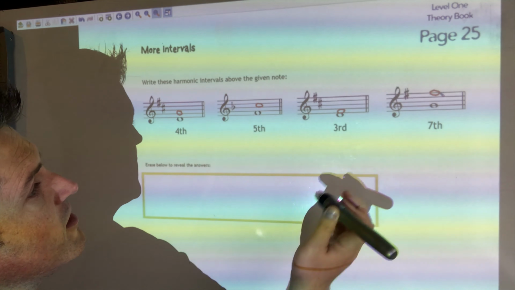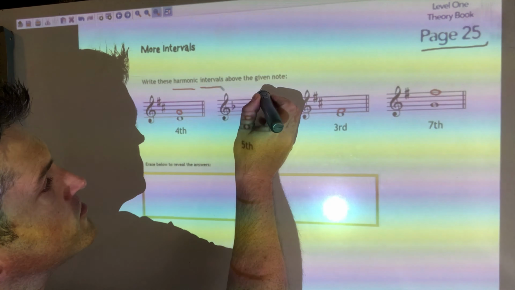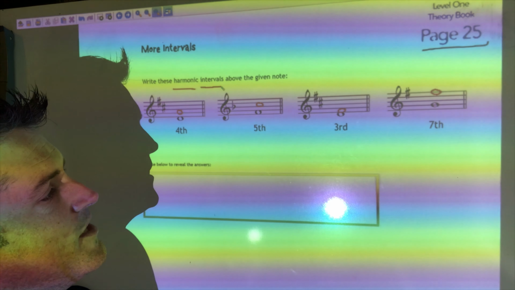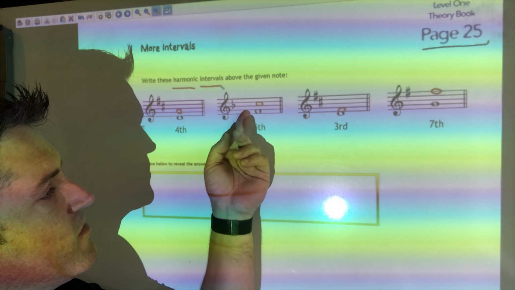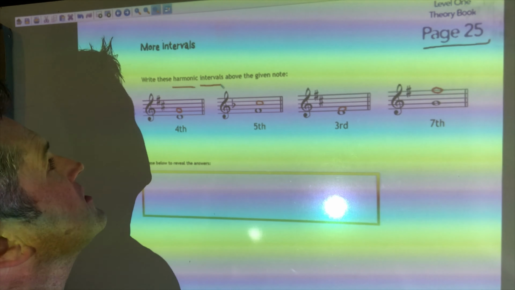All right, so there goes our correct answers for choosing the harmonic intervals from the notes that have been given there. Okay, we've got a fourth harmonic, a fifth harmonic, a third harmonic, and a harmonic seventh there as well.